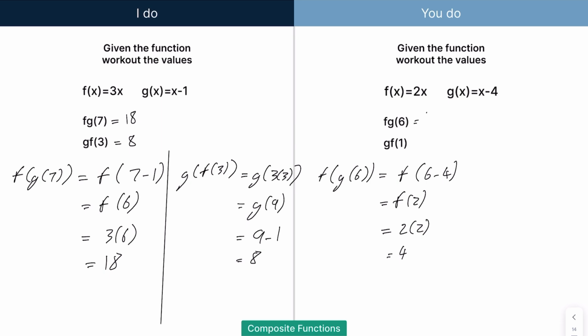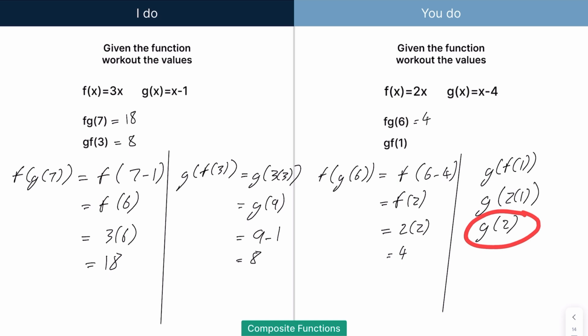So the answer here is 4. And then if I look at the other case, which is that one there, if I just draw my line again, we can rewrite this as, well, solve that first. So that becomes just that. So that would just be g of 2 bracket 1, which is just g of 2. Now we're left with g of 2, so we just need to put 2 into this function here. That becomes, well, 2 minus 4, which is minus 2.